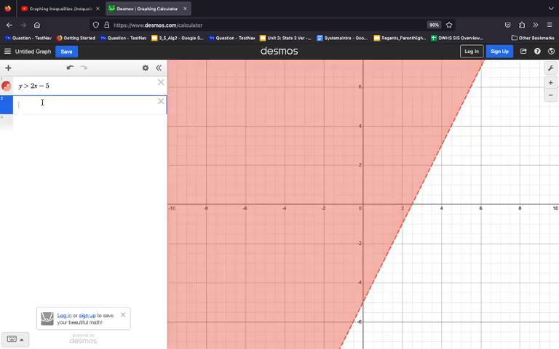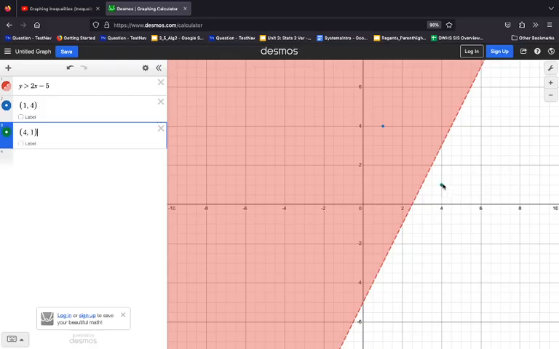So it asks you to check the point (1, 4). (1, 4) is here. It falls in the shaded area, so it is a solution. It also is going to ask you about (4, 1). You can fill this out on your worksheet. (4, 1) is here. It is not in our solution area, so (4, 1) is not a solution. And it's also going to ask you for (2, negative 1), which if you use your graph, you'll notice is right on the dashed line.